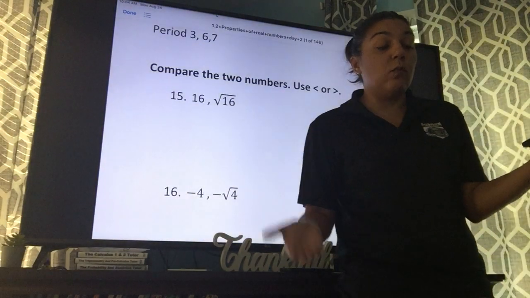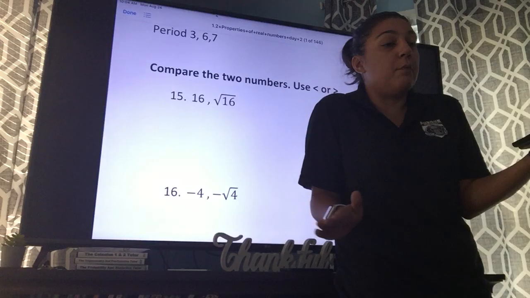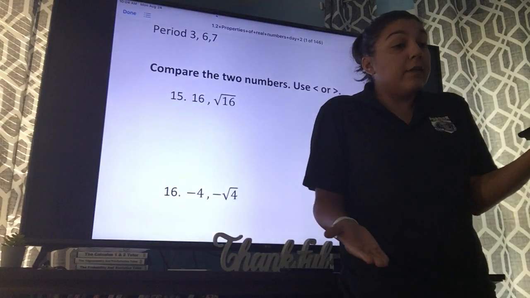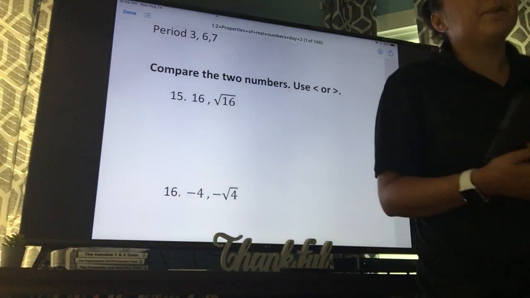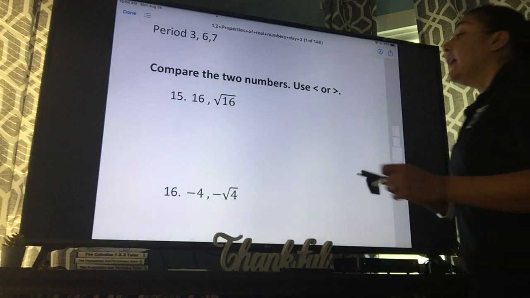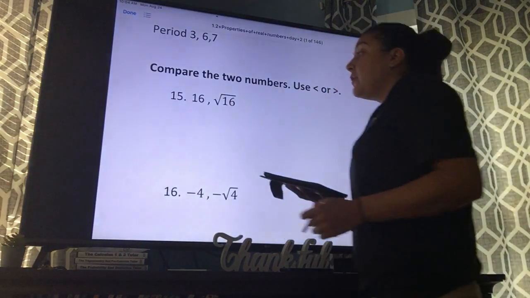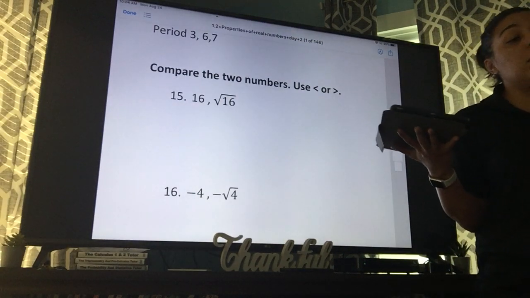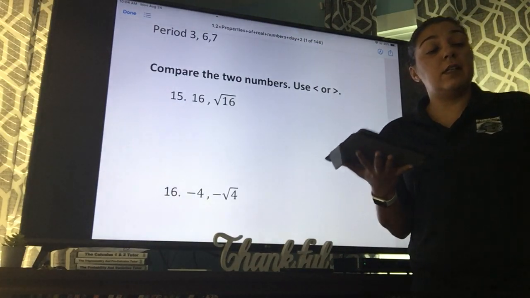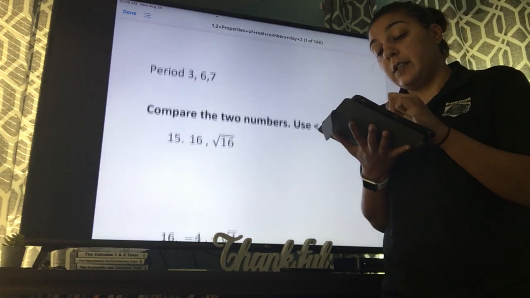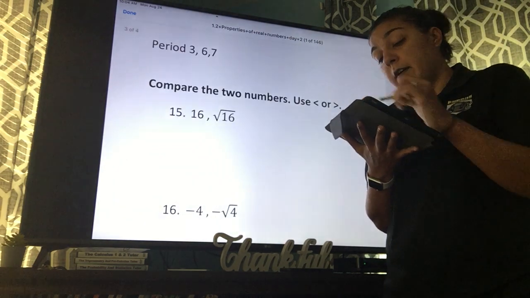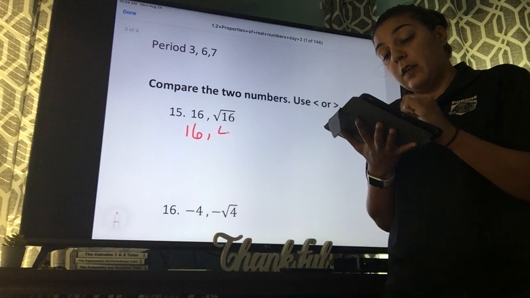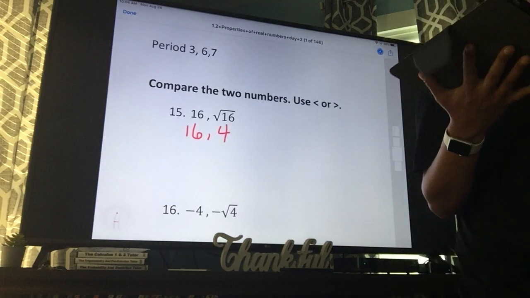If one is negative and one is positive, it doesn't matter what number, the positive one is always going to be bigger. So, 16 and the square root of 16. Think about what the square root of 16 is. If you don't know, use your calculator. Type in 16, type in square root. So it's really 16 and 4. The square root of 16 is 4.